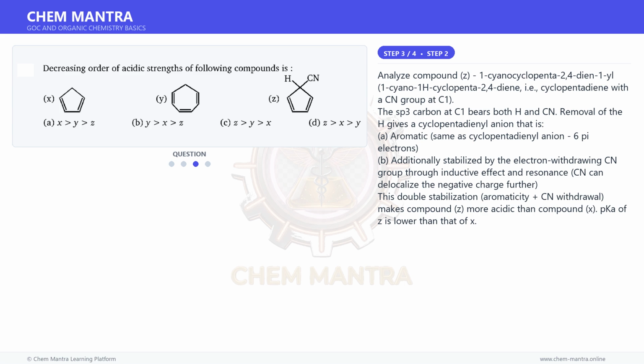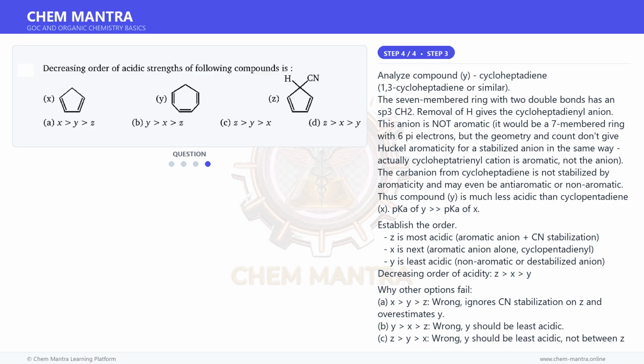aromatic, same as the cyclopentadienyl anion, with 6 pi electrons. Additionally, it is stabilized by the electron withdrawing CN group through inductive effect and resonance; CN can delocalize the negative charge further. This double stabilization, aromaticity plus CN withdrawal, makes compound Z more acidic than compound X. The pKa of Z is lower than that of X.